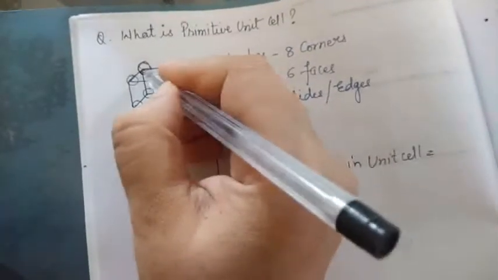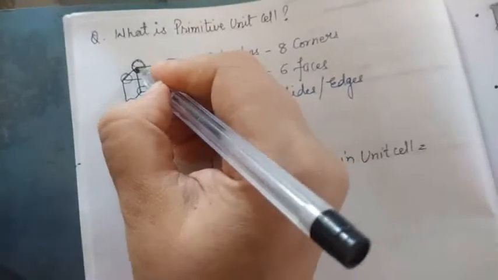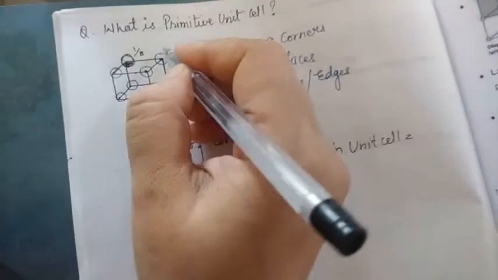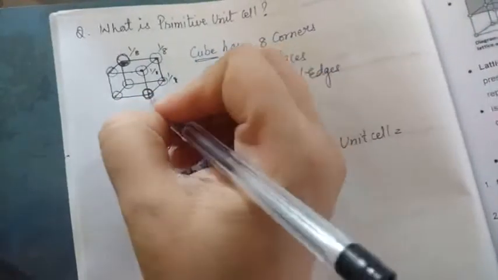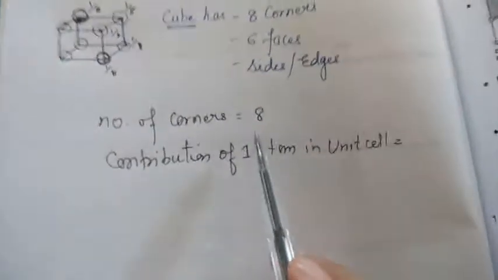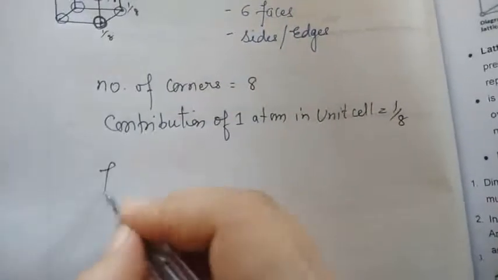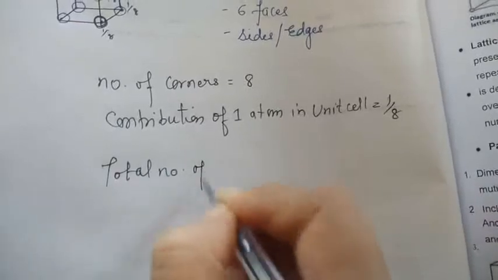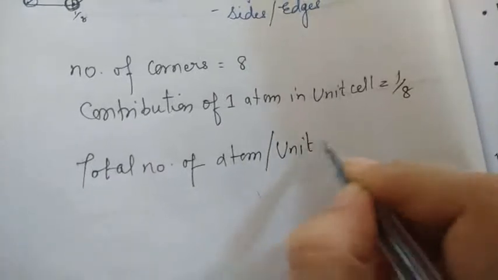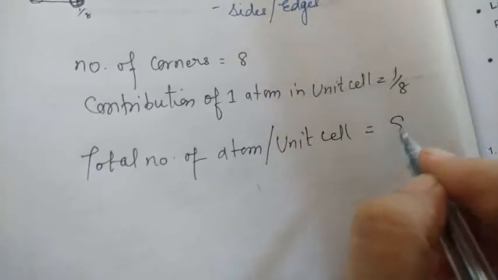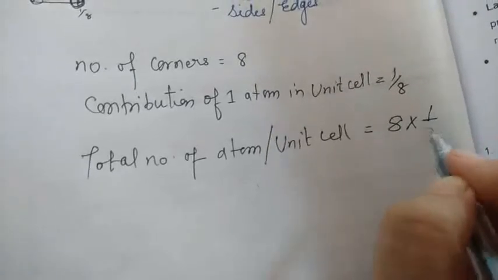So it is measured that the contribution of one atom in one unit cell is 1/8. This is measured. So it means the contribution of each atom which is present at a corner is 1/8 only. So the total number of atoms is 8 and the contribution of each is 1/8. So how many atoms are there? So the total number of atoms per unit cell is equal to the number of corners having atoms into the contribution of 1.